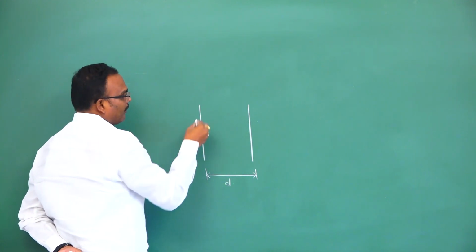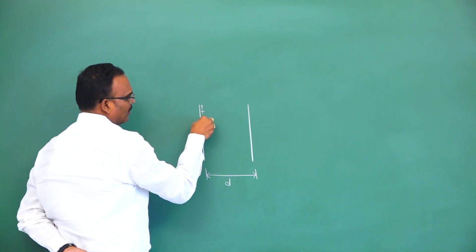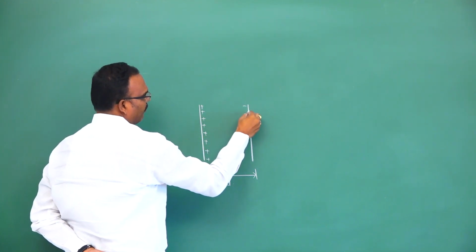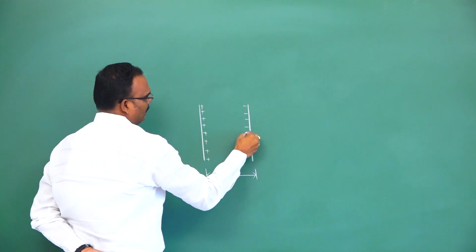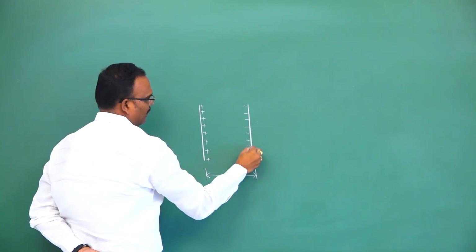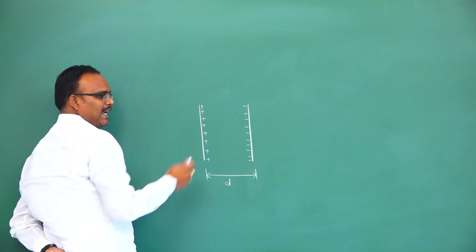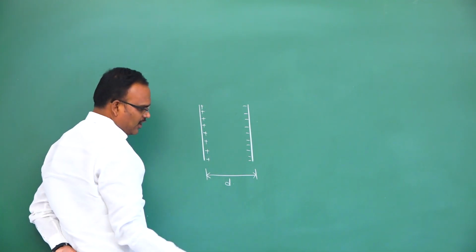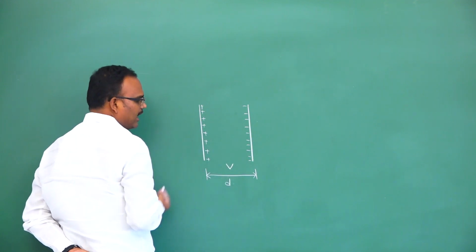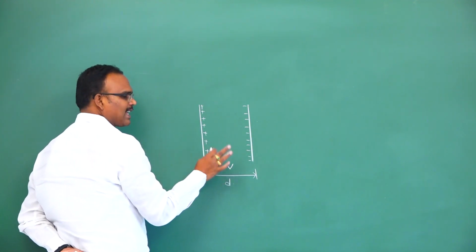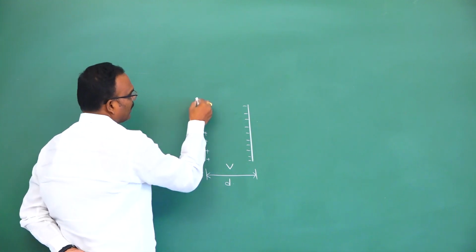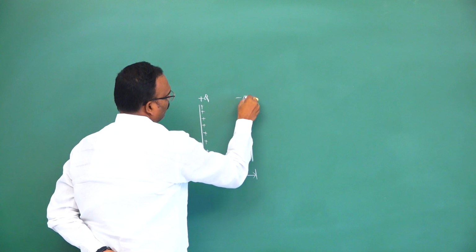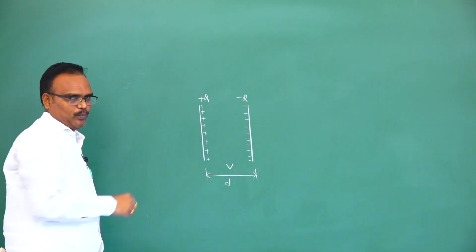We give a charge to this capacitor by connecting a cell to it. So, the cell potential difference and the potential difference between the capacitor plates are equal, that is V. The charge on this plate is plus Q and the charge on this plate is minus Q. They are equal and opposite, we know.